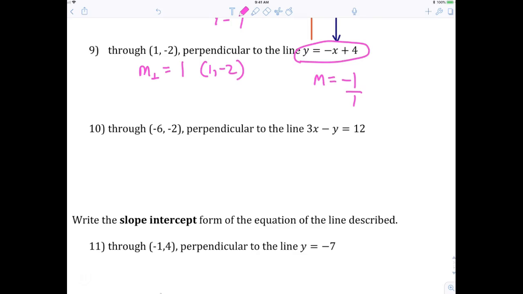Right? All right. Max, tell me what the equation would be now. I don't know. Come on, what's the equation? No. Alex, what's the equation? Yes, point slope.